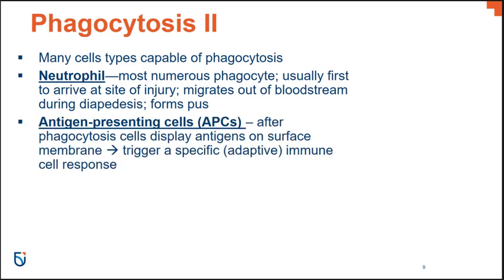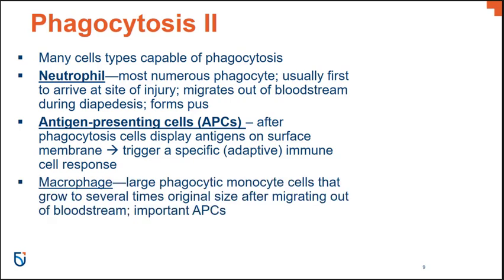Another common type of phagocyte that we've already talked about is the macrophage, which means large eater. Macrophages are large monocytes that have grown to several times their original size after migrating out of the bloodstream. They are important antigen-presenting cells.